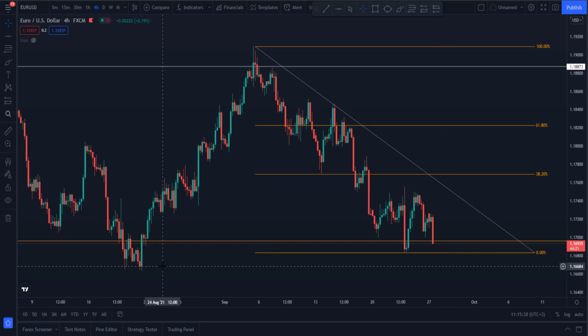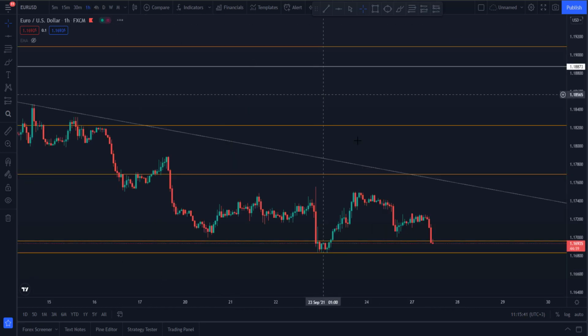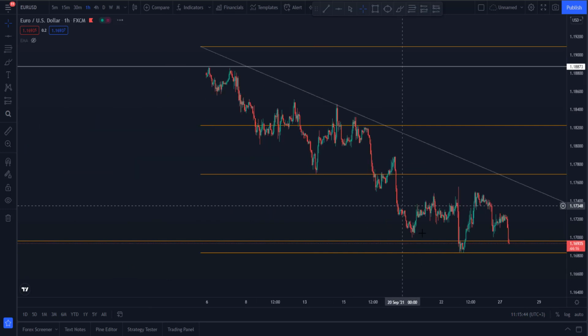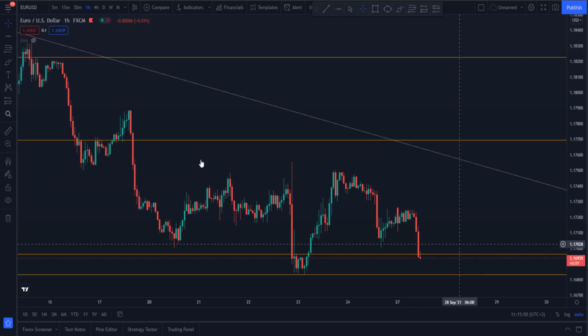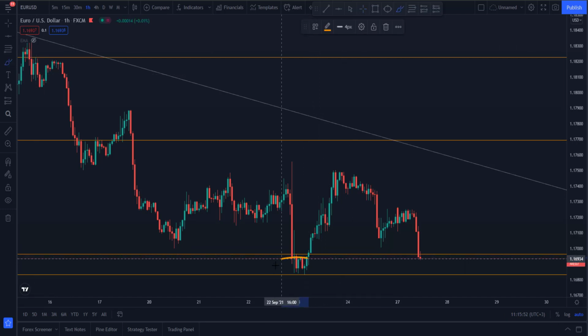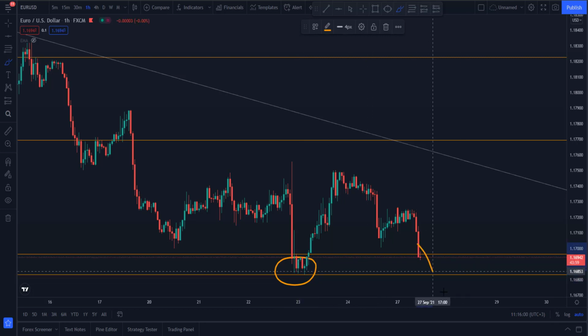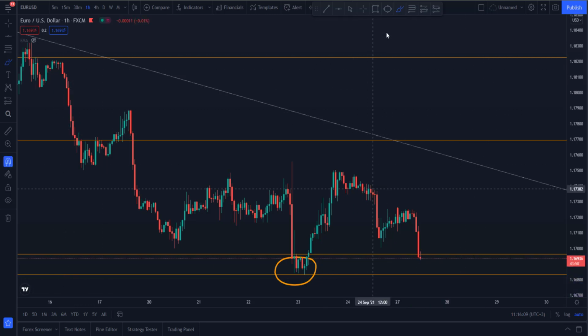1.1670. And I think that's when we can look for potential entries, or if you're looking at the hourly chart, maybe even as soon as we see price breaking and closing below this previous low, basically the 1685 level, right around here, then this will be again a confirmation that price should continue lower. Therefore, it should provide us with a decent entry opportunity.